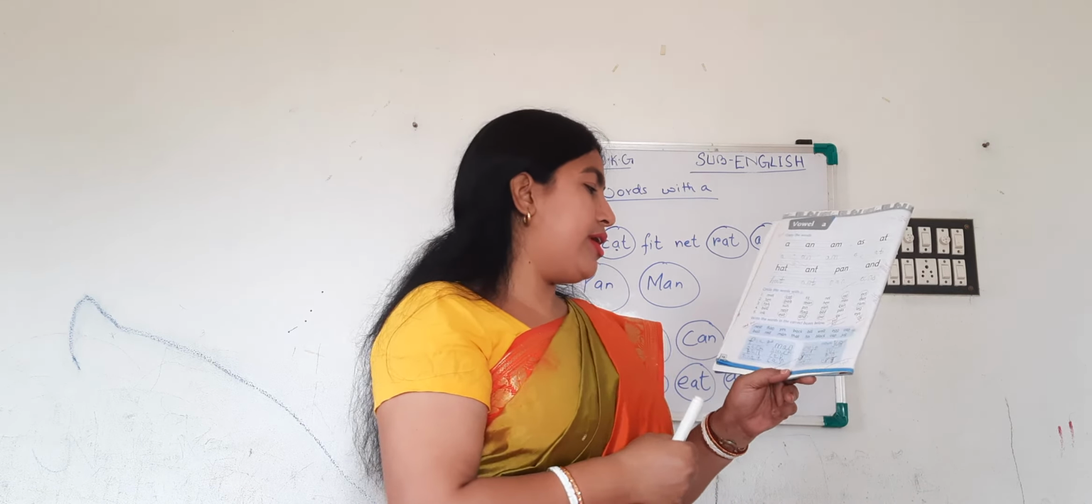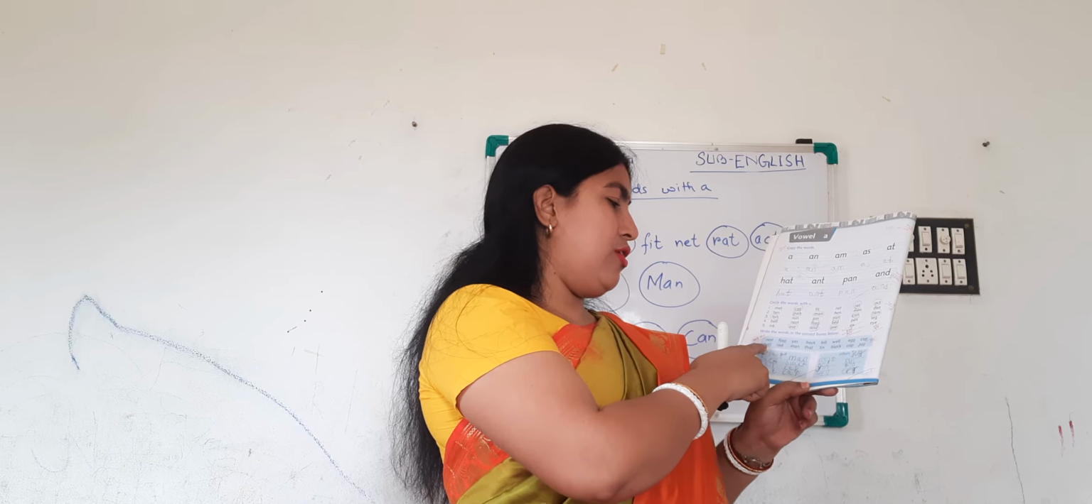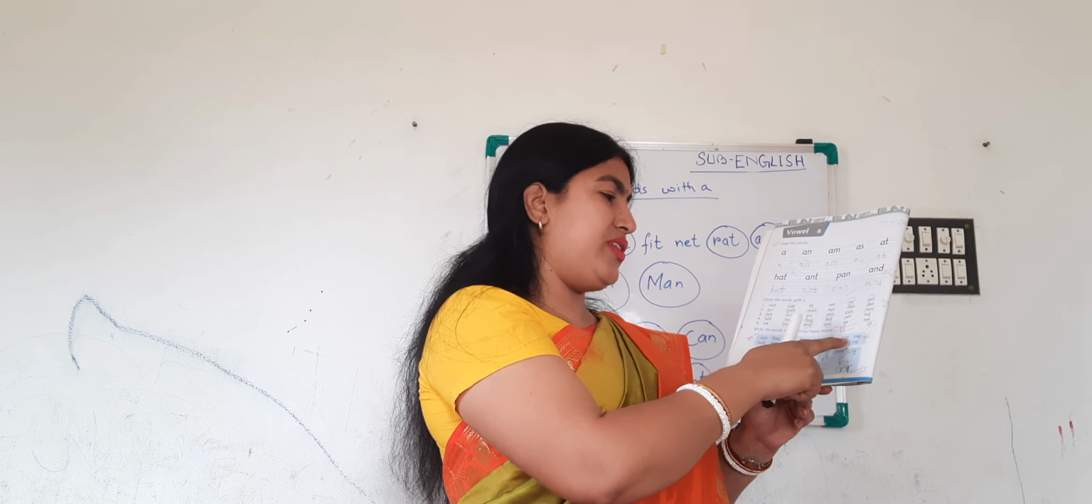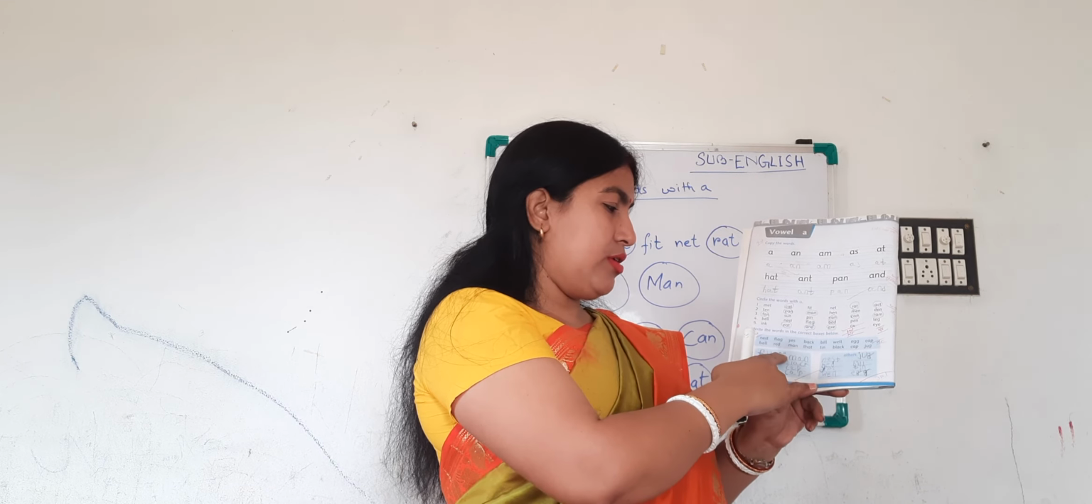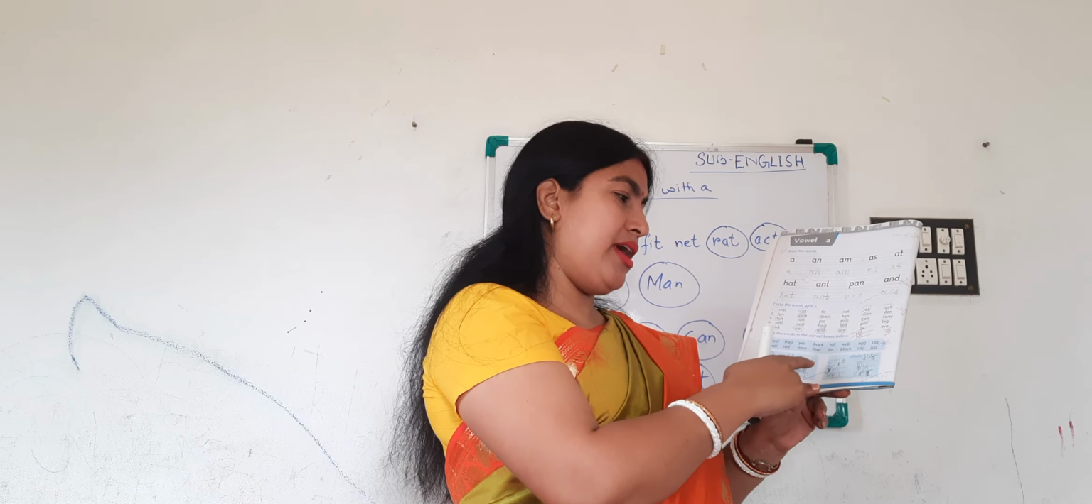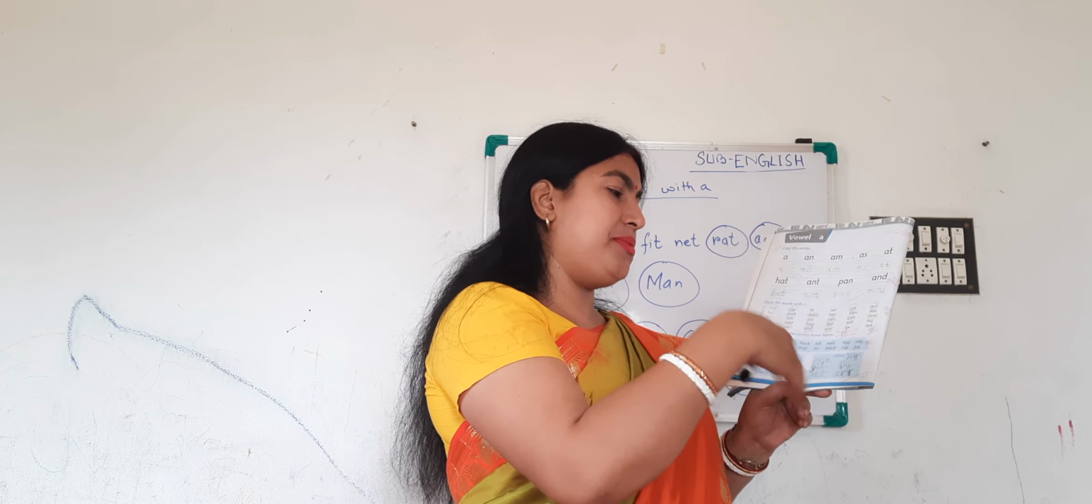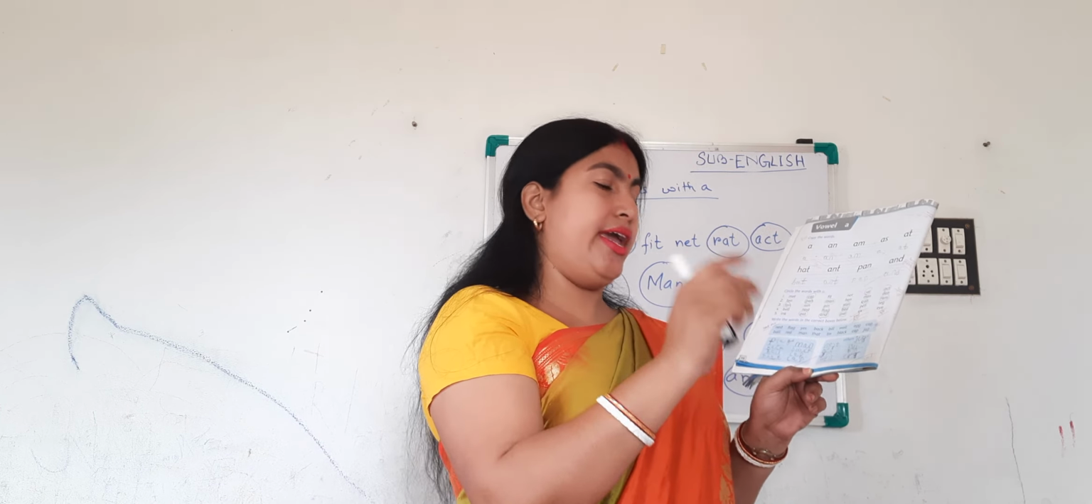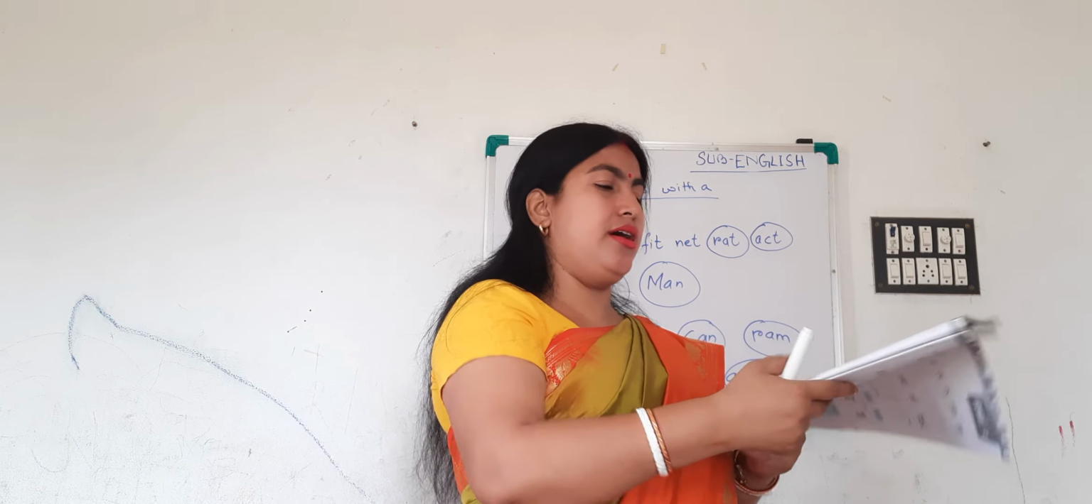Now, look here. Same answer. You have to choose the words with A and write here. Look, they are A diye. Jegulo te A ache segulo likhbe, and jegulo te A nei others means those which have no A. You should write it here.